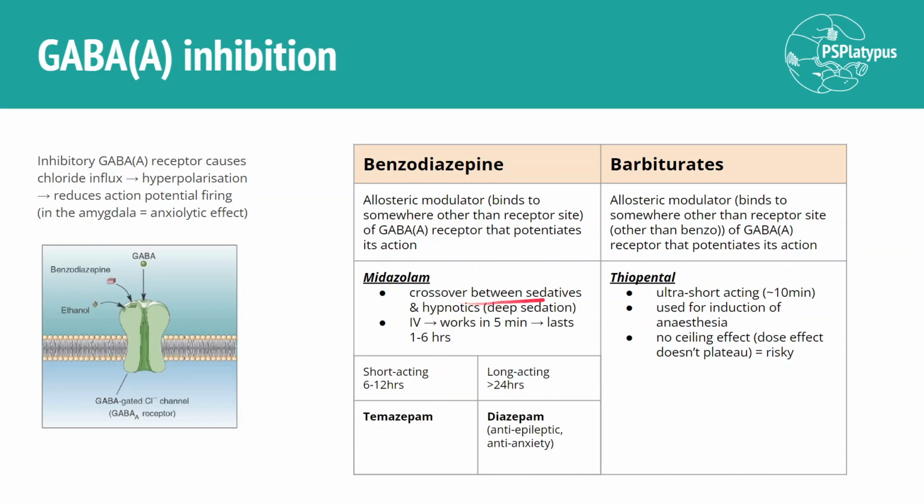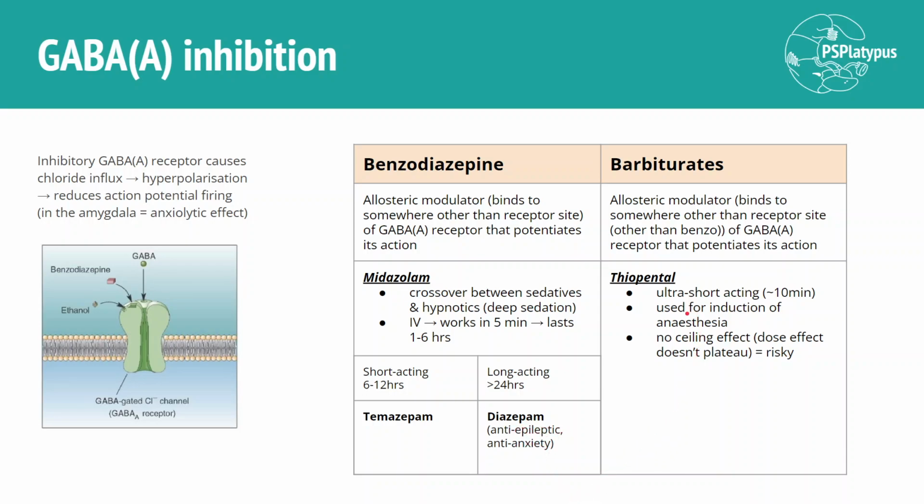Midazolam is like we mentioned, how it's a spectrum. It can involve deep sedation, works in 5 minutes and lasts 1 to 6 hours. It's important to know that it's split into short acting and long acting. So temazepam is short acting, diazepam is long acting. So I mentioned earlier that the effect depends on which part of the brain it targets. So diazepam is an anti-epileptic as well, since essentially epilepsy is irregular firing, so it reduces the chance of firing.